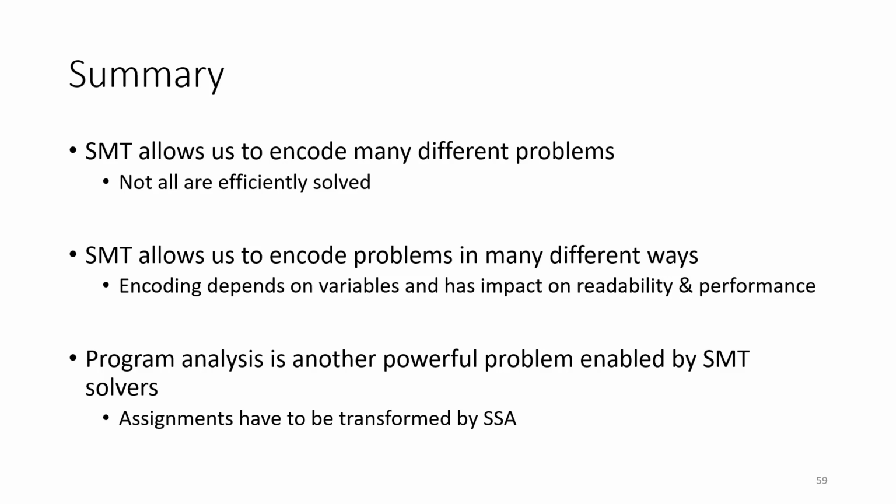That's the summary page. So basically, we can encode all kinds of different programs, right? From machine learning to program analysis to configurations of PCs. There are many different ways. So we saw this puzzle with the houses. We could use booleans, we can use integers, we can use data types. They all have pros and cons. Some are better for performance, others are not. And there are many practical applications like program analysis.